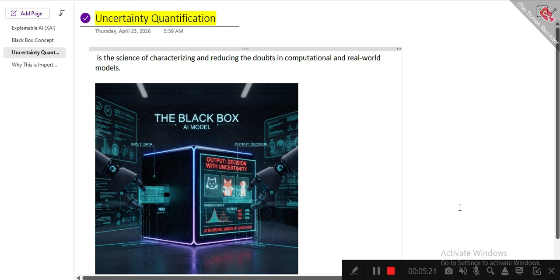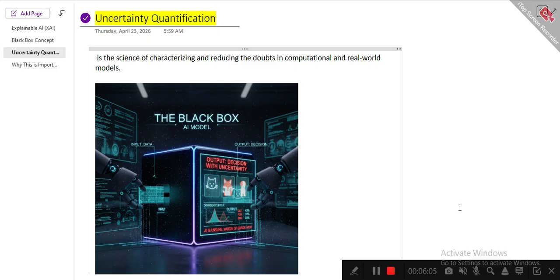Now let's understand uncertainty quantification. The simple definition of uncertainty quantification is the science of characterizing and reducing uncertainties in computational and real world models. In a real life example, no one is always 100 percent sure. Even a doctor says, I am 80% sure, or there is some doubt. AI should also do the same.